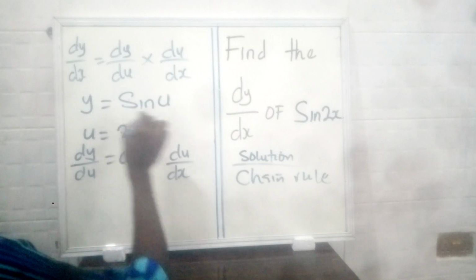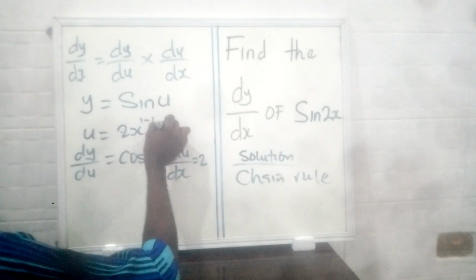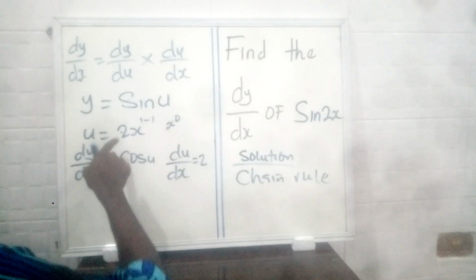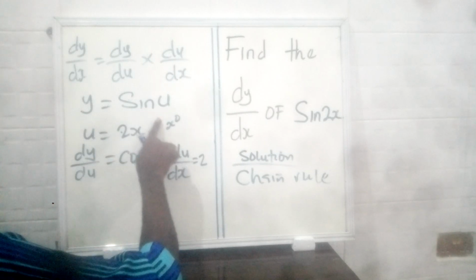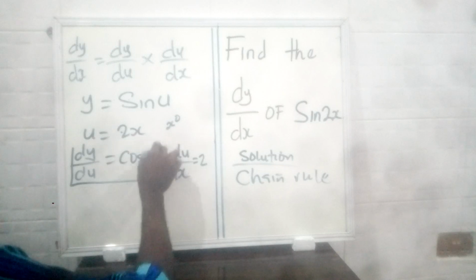Here now we have x to the power 1. We are going to say 1 times 2 will give us 2. Then 1 minus 1 will give us 0. Any number raised to power 0 is 1. 2 times 1 is 2. So the derivative of 2x is equal to ordinary 2.